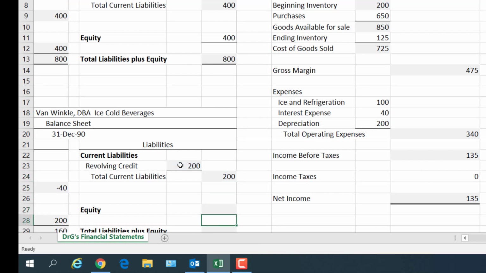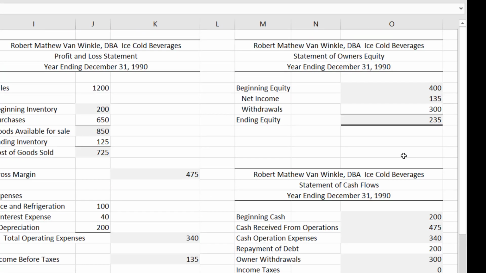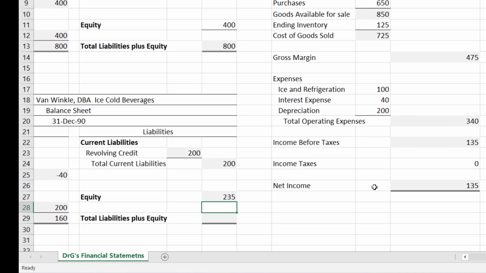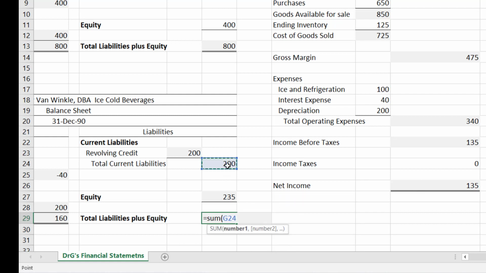Our equity comes from the statement of owner's equity. It's equal to the ending equity of $235 over here in cell 09. Highlight the cell, we get a cell reference, we hit enter, and we've got a number. So we're going to add up all that. Equals sum, open parentheses, highlight the 200, highlight all the way down to the 235, let go of the mouse, close the parentheses, hit enter, and we get 435.